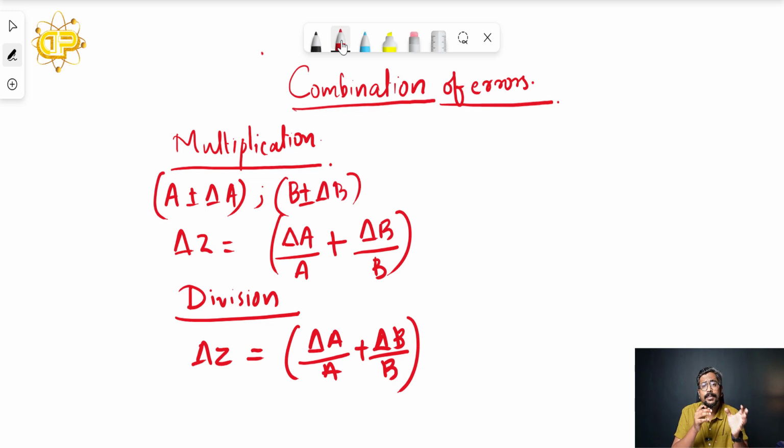So these are the combined error cases. That's all about today's class, and we will come with new topics, that is significant numbers, significant digits, in the coming sessions, coming classes.